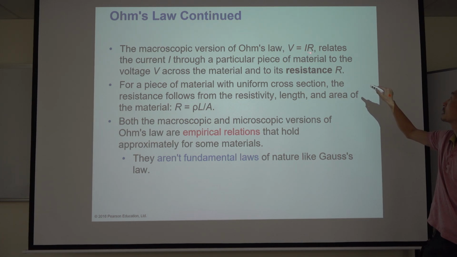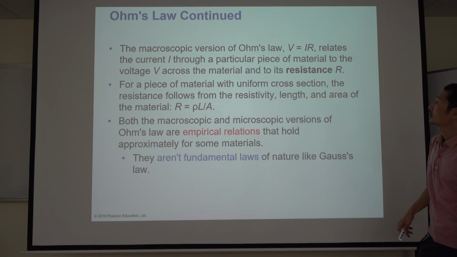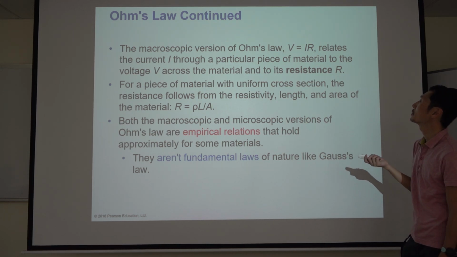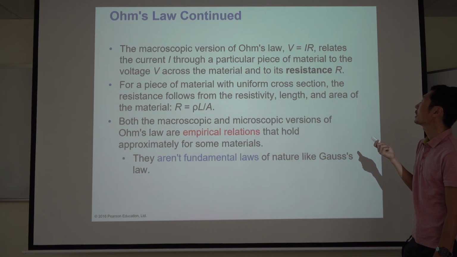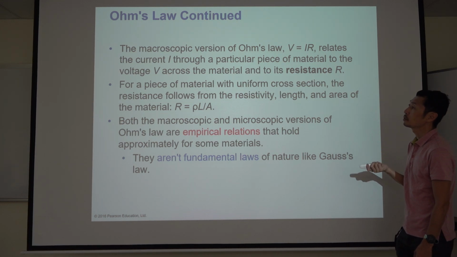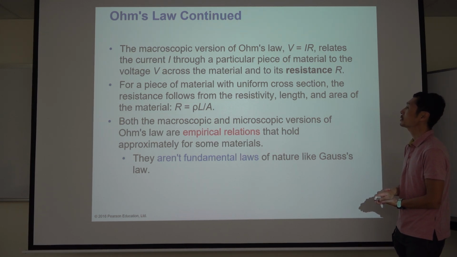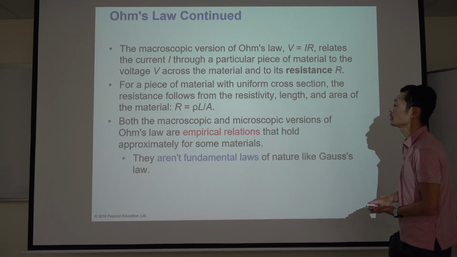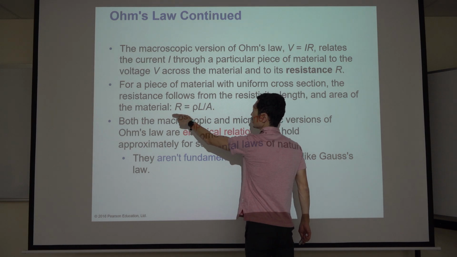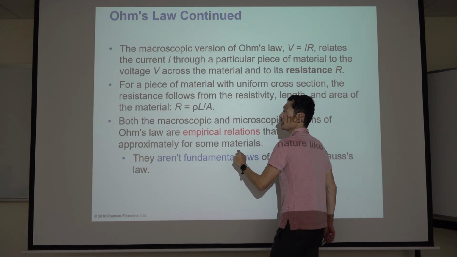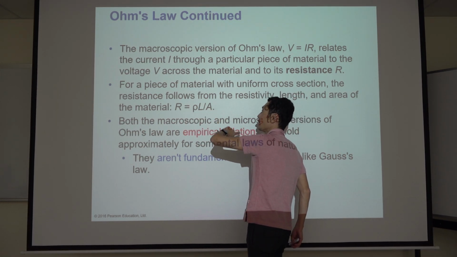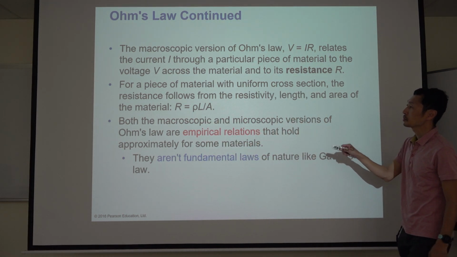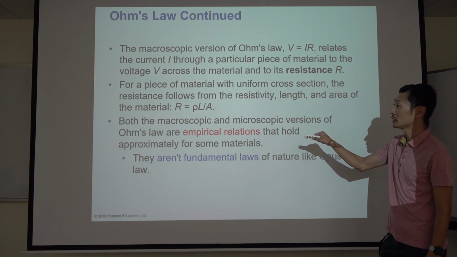I, current, and R, resistance. This is a relation between the current, voltage, and resistance R. For a piece of material with uniform cross-section, the resistance follows from the resistivity, length, and area of the material. So resistance is rho, resistivity, times L, length, divided by A. That makes sense. So this relates the resistivity to the resistance.